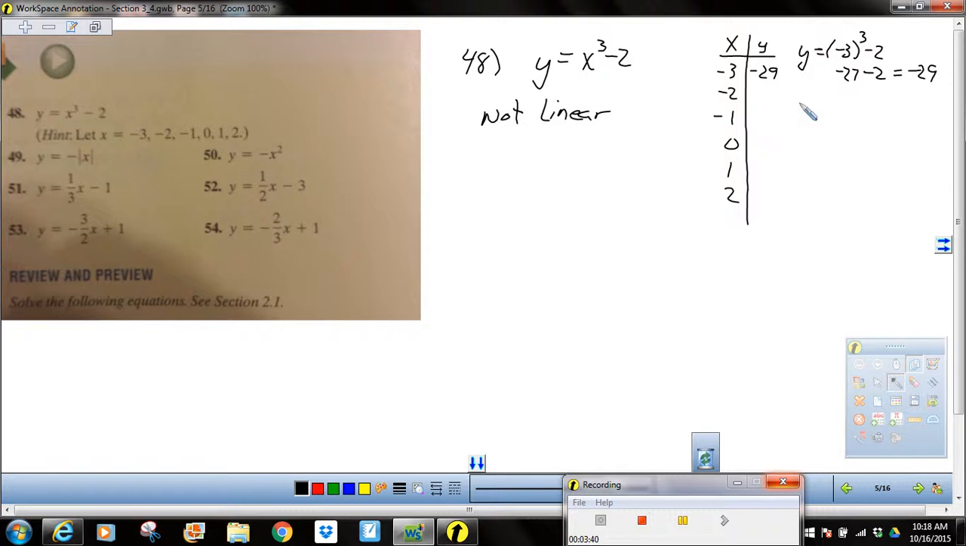Getting that on the graph is going to be fun. We're going to do the same thing with -2. -2 to the third power is -2 times -2 times -2, which is -8. Minus 2 would be -10. Now -1 to the third power is -1 times -1 times -1, which is -1, minus 2 is -3.